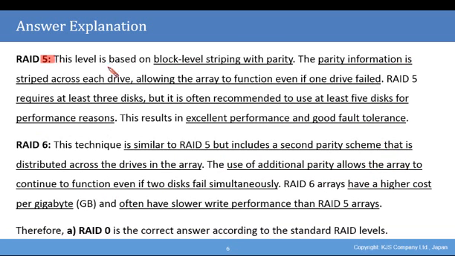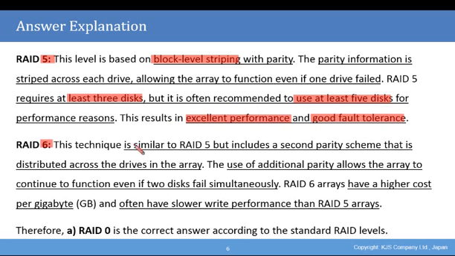RAID 5. This level is based on block level striping with parity. The parity information is striped across each drive, allowing the array to function even if one drive fails. RAID 5 requires at least 3 disks, but it is often recommended to use at least 5 disks for performance reasons. This results in excellent performance and also good fault tolerance.